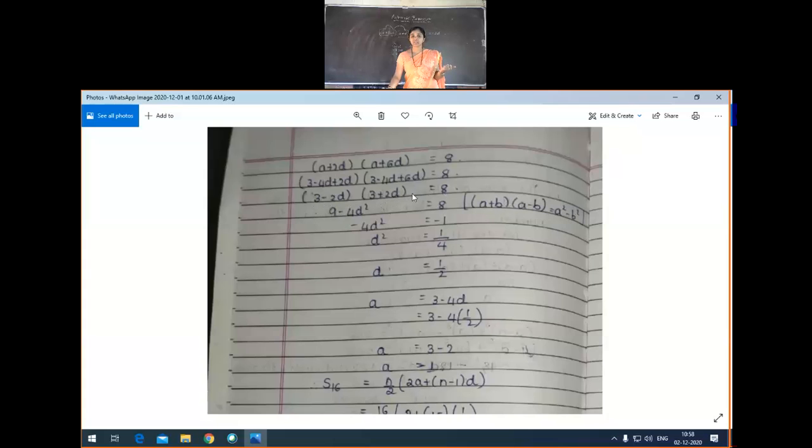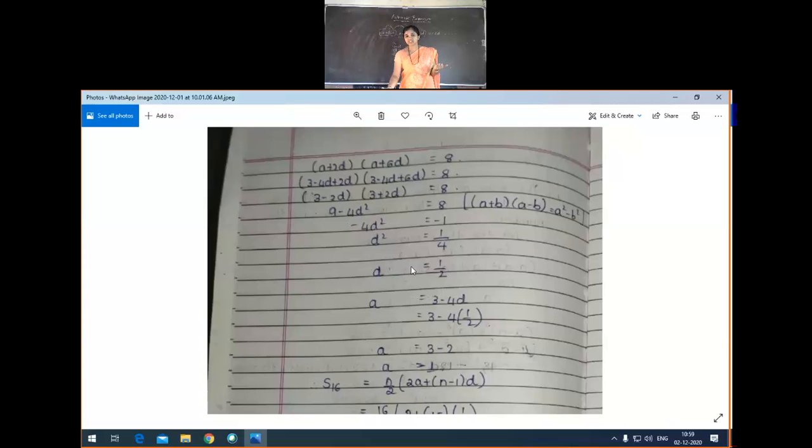Here we observe the identity A minus B into A plus B equals A square minus B square. So we get 9 minus 4D square is equal to 8. Taking 9 to the other side, 8 minus 9 is minus 1, so minus 4D square is equal to minus 1. The minus signs cancel, so D square is equal to 1 by 4, then D is equal to 1 by 2.